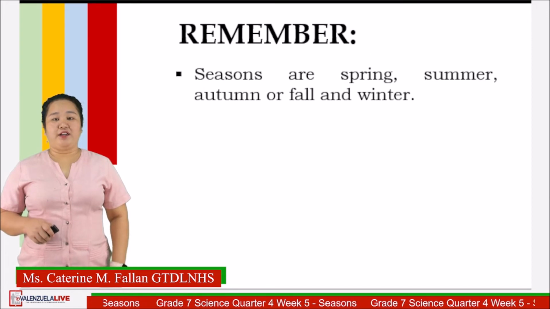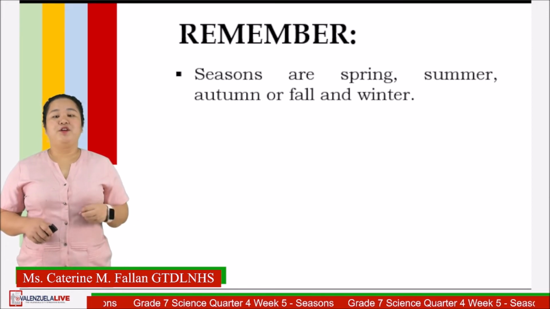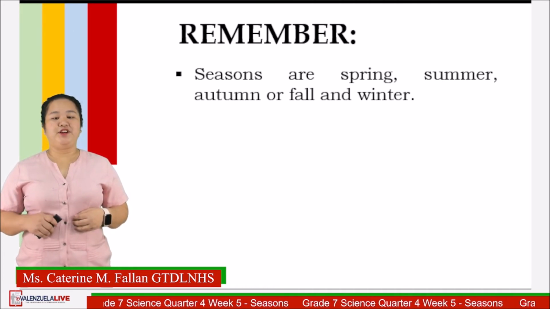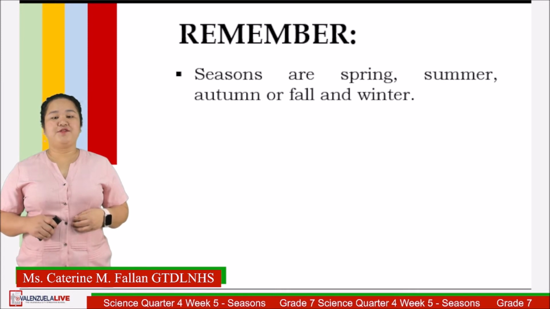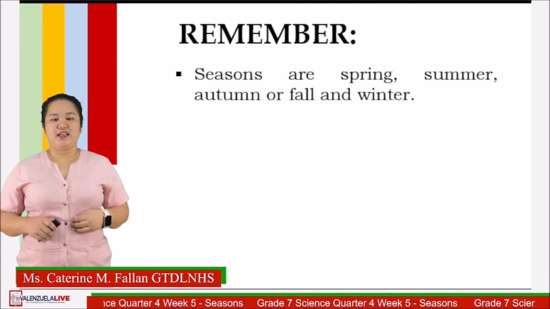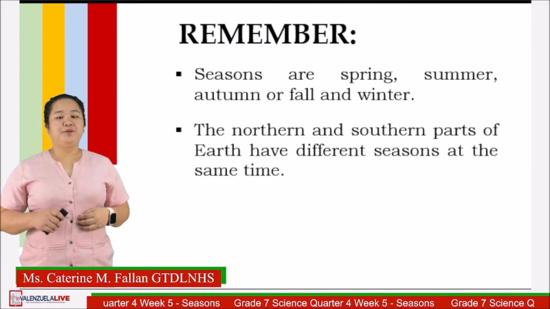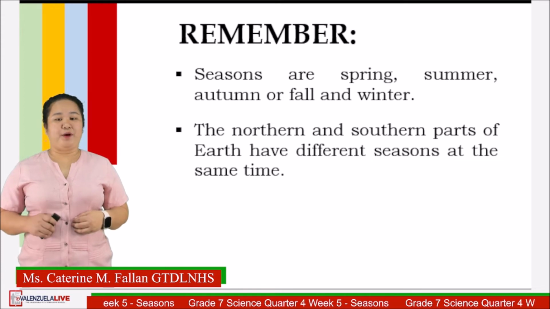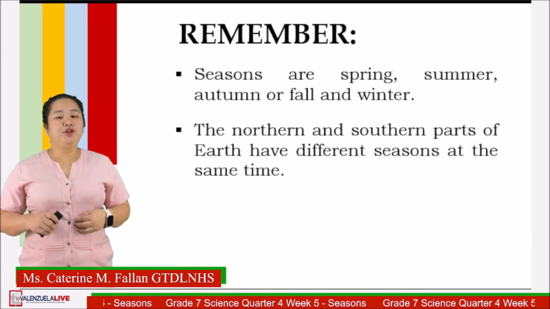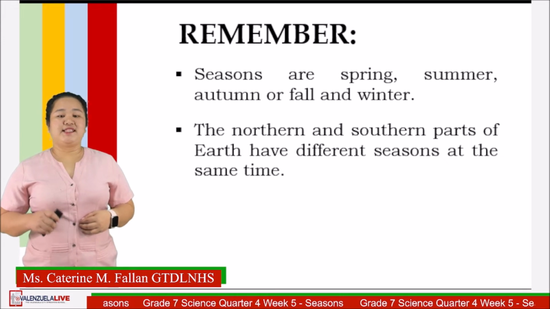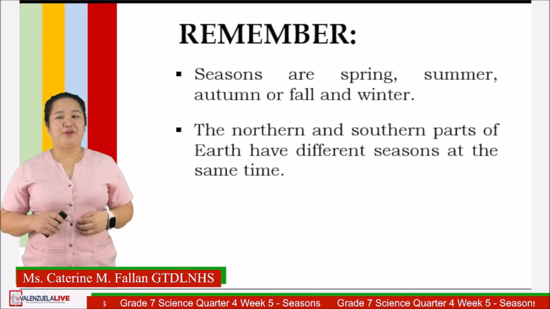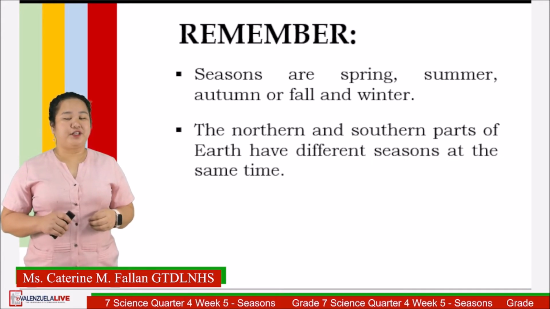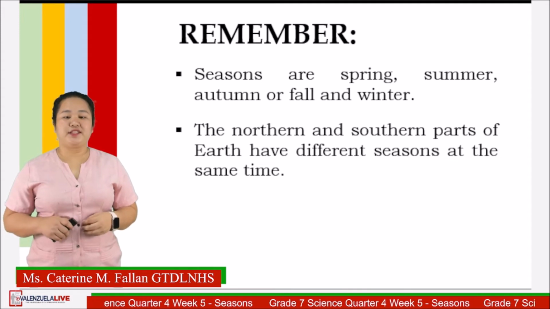These seasons are spring, summer, fall, and winter. Each has its own pattern of weather and varying hours of sunlight during the days. The northern and southern parts of Earth have different seasons at the same time. For example, when it is winter in Europe in the northern part, it is summer in Australia in the southern part. This difference is due to which part of the Earth is nearest the sun at a certain time of the year.